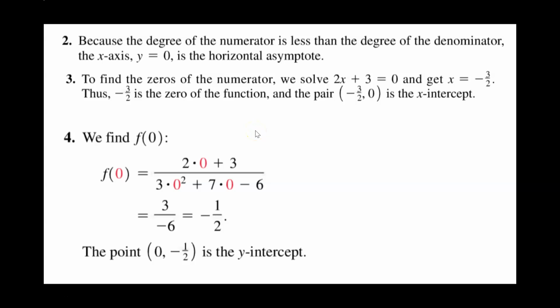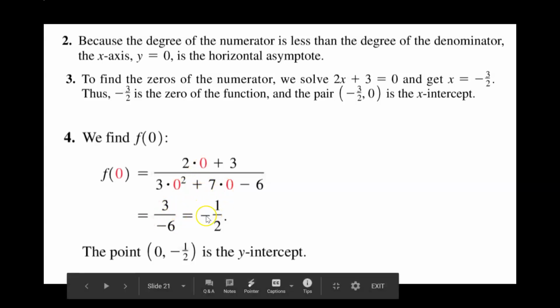If we need to figure out the y-intercept, we just plug the 0 in for all the x's. So every x you see, put a 0 in. We simplify and we get negative 1/2. So the y-intercept is going to be, in this case, (0, -1/2).